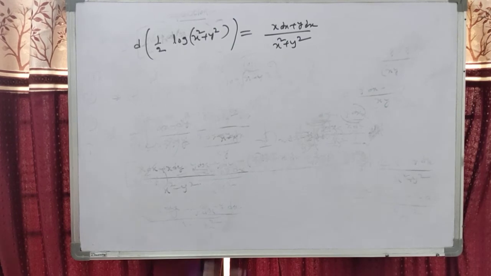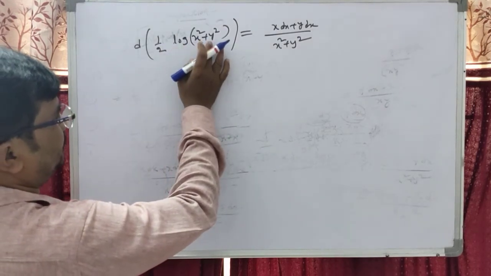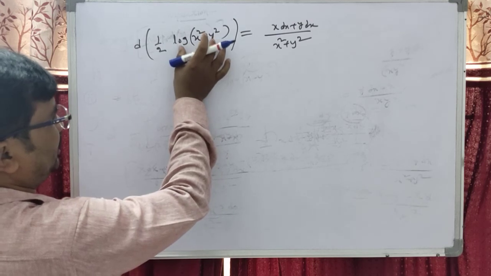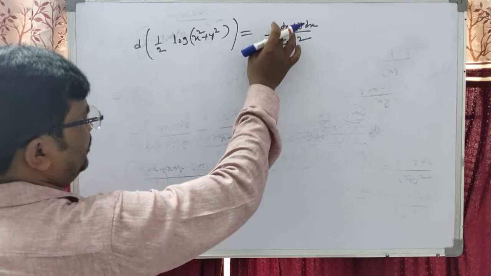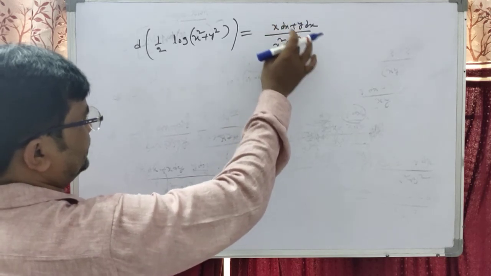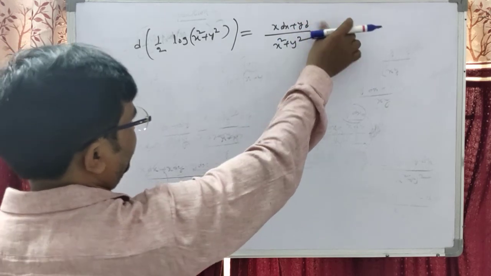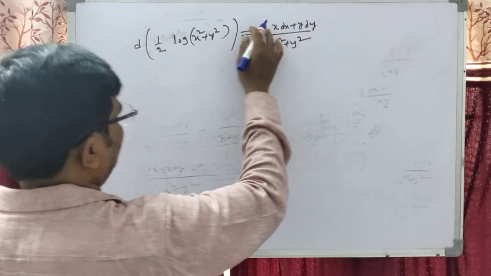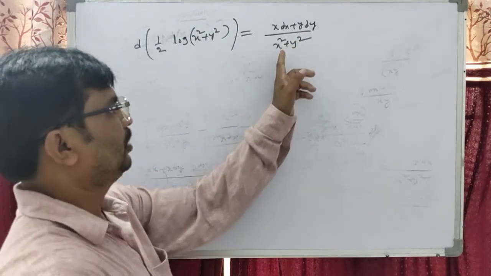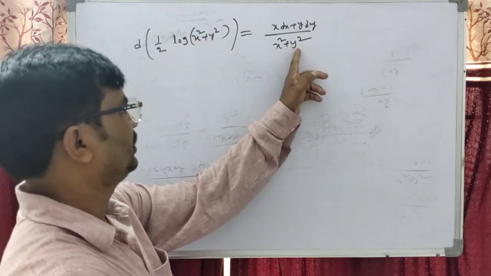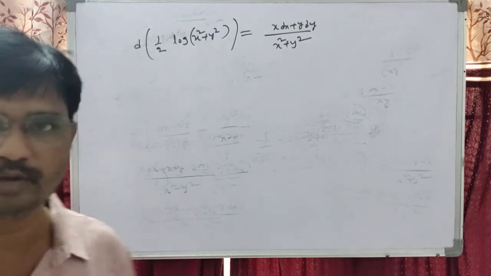This is one of the easiest ones: 1 by 2 log of x square plus y square. We have to know that the derivative of log is 1 by x square plus y square. Derivative of x square is 2x, derivative of x is dx. Derivative of y square is 2y, derivative of y is dy. 2 is common, 2 cancels. x dx plus y dy upon x square plus y square is there. Undoubtedly, that is 1 by 2 into log of x square plus y square.